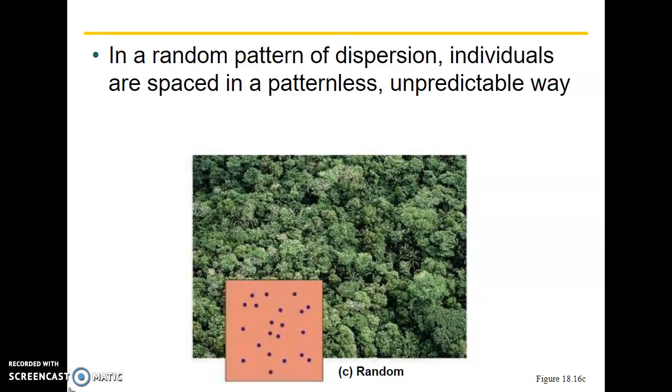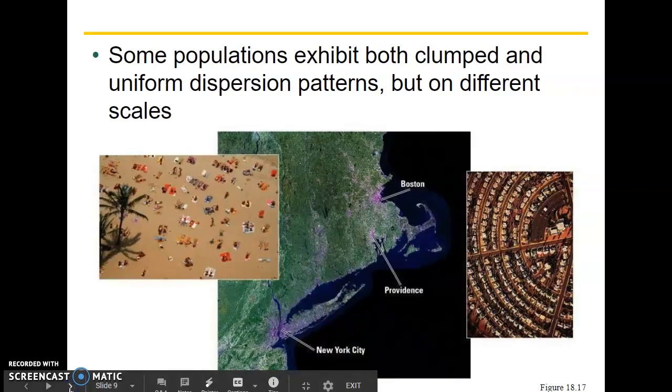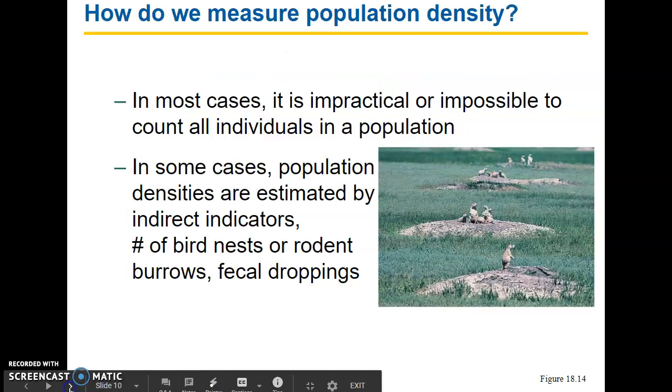You can always tell if it's a natural forest versus a man-made forest because natural forests are in this random pattern, whereas human-designed forests, you can see they're in neat rows. And for a lot of populations, if you think of humans as an example, it depends. We're kind of all over the place. Our cities are clumped, but if you're at a beach, you could be uniform. And if you're looking at housing and where we live, then it would be uniform.